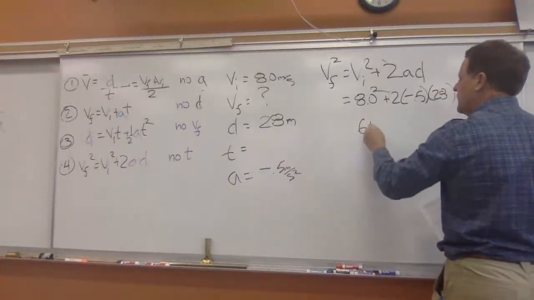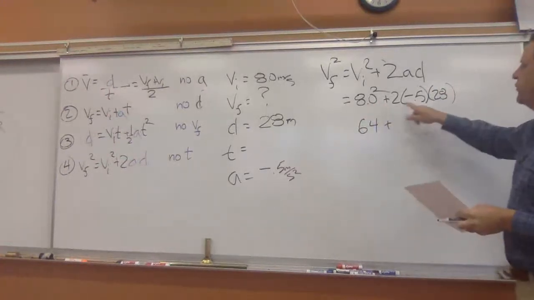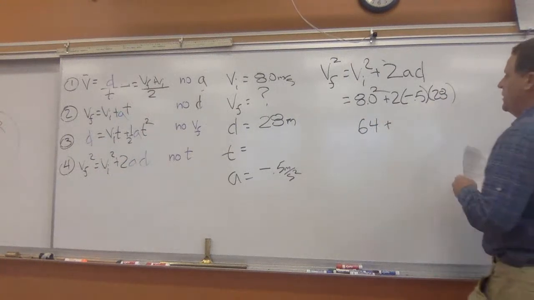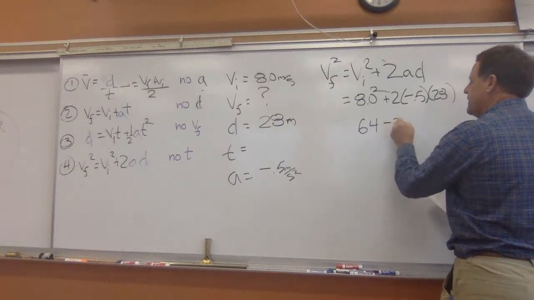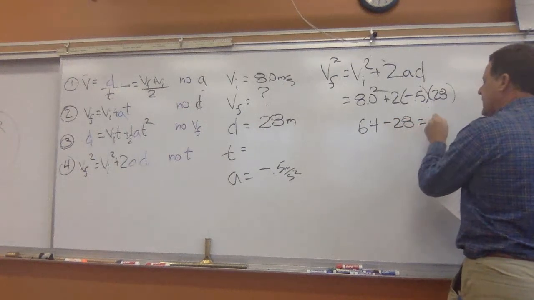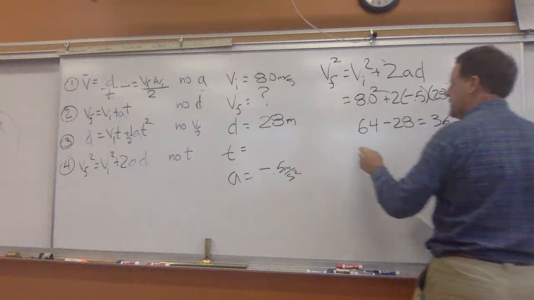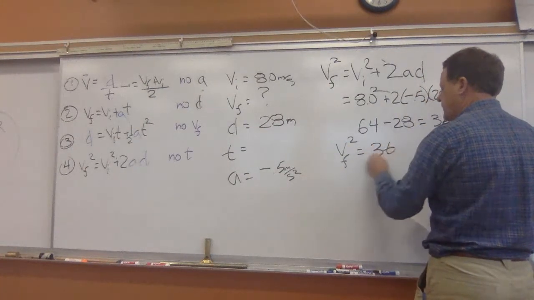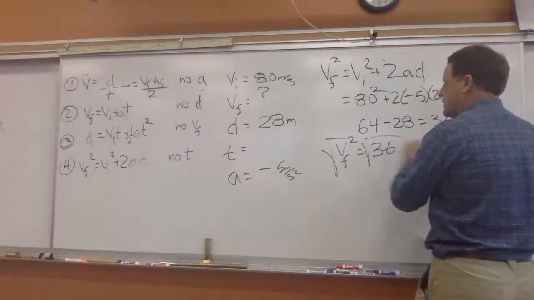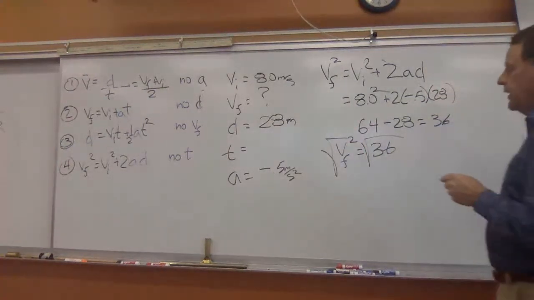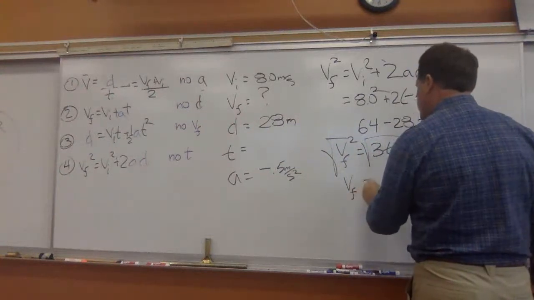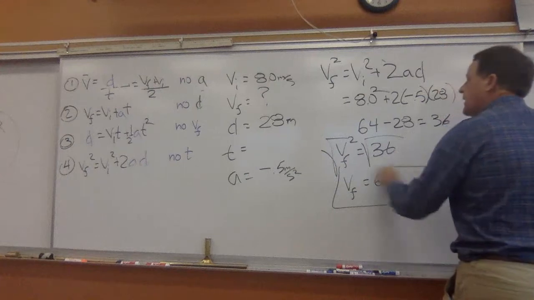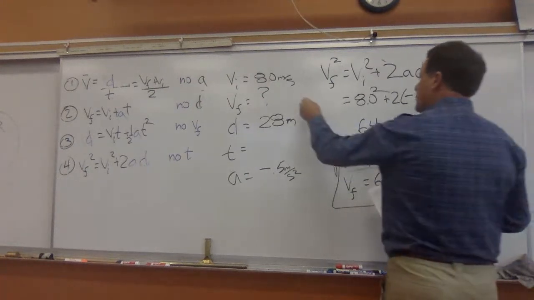8 squared is 64. 2 times negative a half is negative 1. Negative 1 times 28 is negative 28. That is equal to positive 36. So v final squared is equal to positive 36. We take the square root of both sides, and the square root of 36 is 6. So our answer is 6 meters per second.